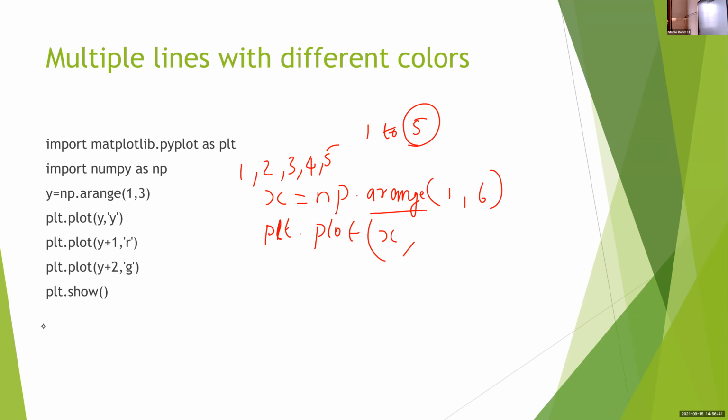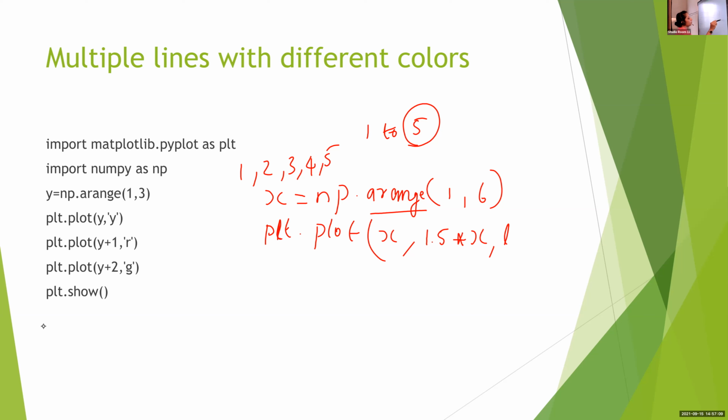Anthony, 1.5 into x. That is the y value. The x value is x, that is 1, 2, 3, 4, 5. Then according to this, the y values are 1.5 into x, meaning 1.5 into 1, 1.5 into 2, 1.5 into 3, 1.5 into 4 and 5, just like that.